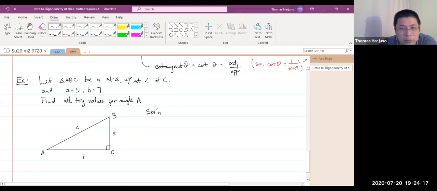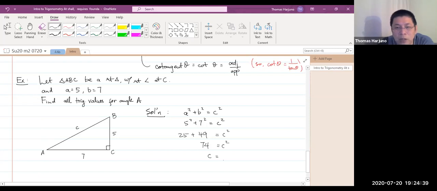Solution: A squared plus B squared equals C squared. 5 squared plus 7 squared equals C squared. 25 plus 49 equals C squared. What's that? 74, huh? 74 equals C squared. So C is the square root of 74. I don't think I can simplify that. That's the simplest possible.